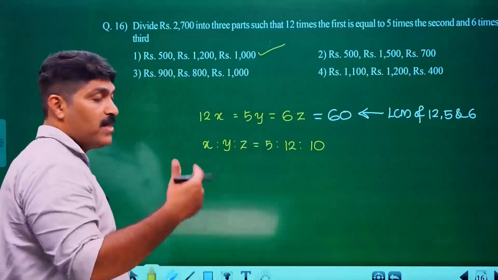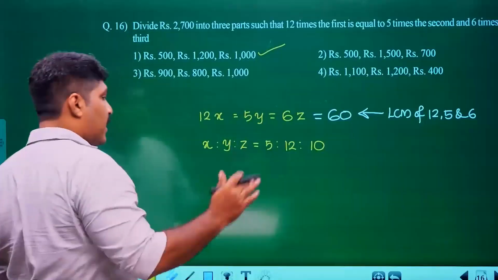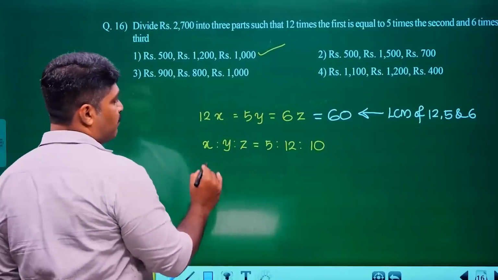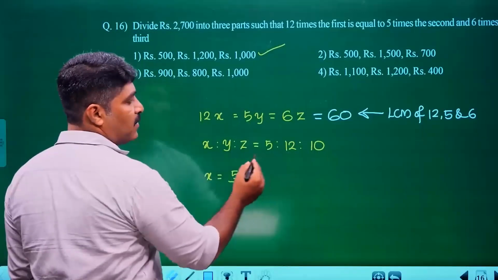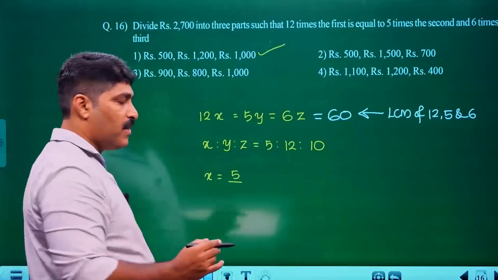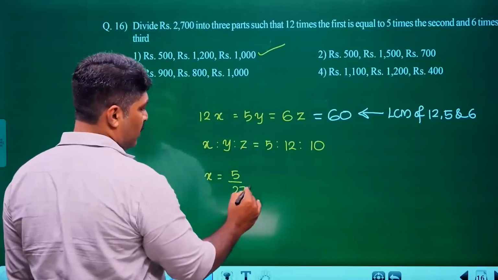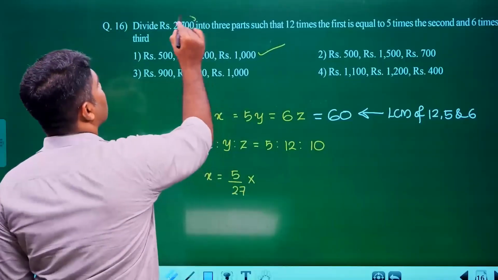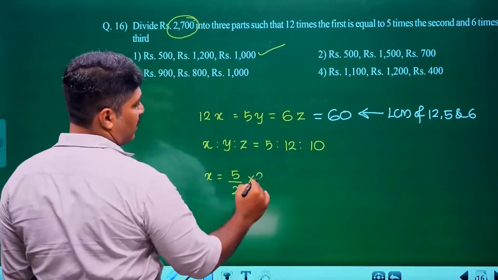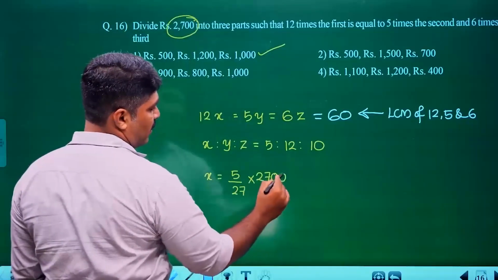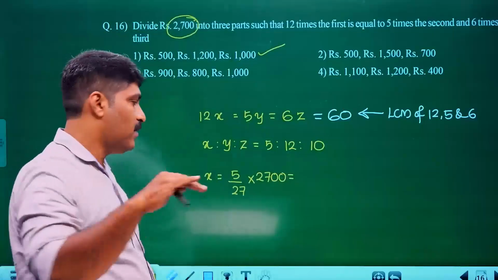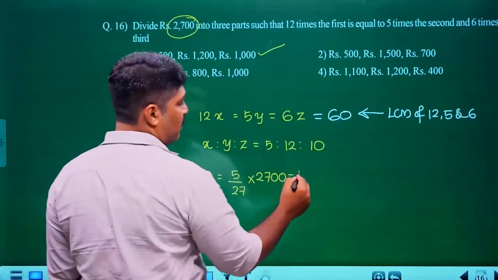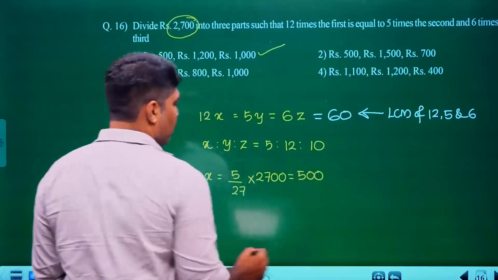Otherwise, what will happen? What will be the next step of operations? Here, x, the first person's value, is 5 by the sum of all these values. What is the sum of all these values? That's equal to 27. 27 of the total amount of 2700. So 27 and 2700 will be cancelled or simplified. That is 100, which is equal to 500.